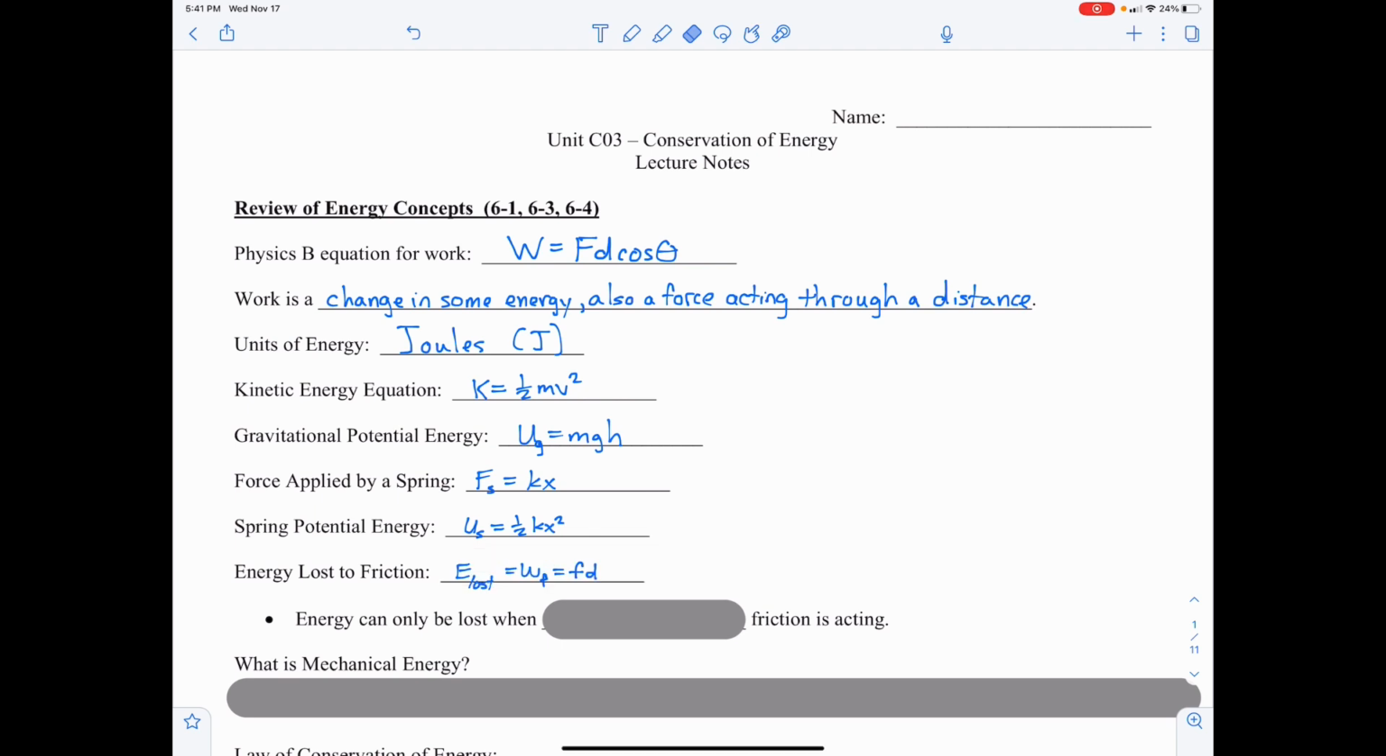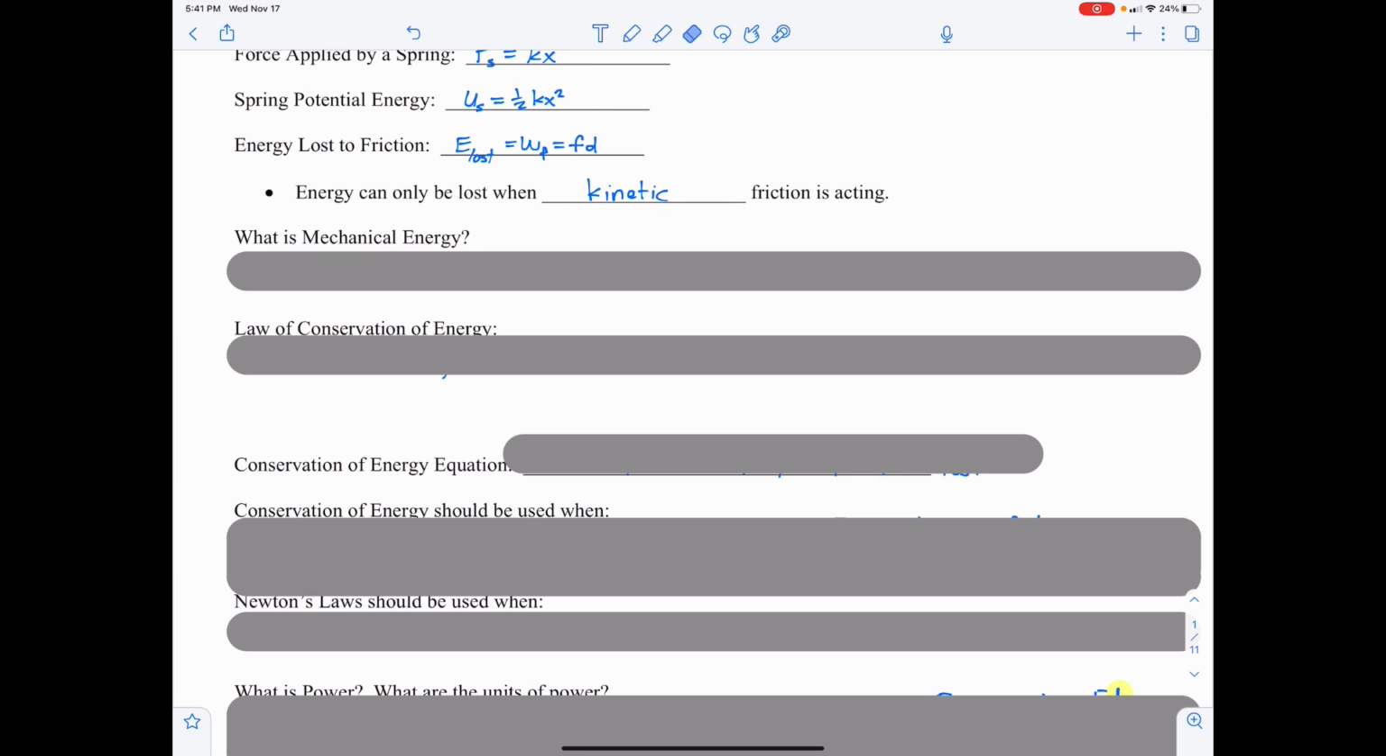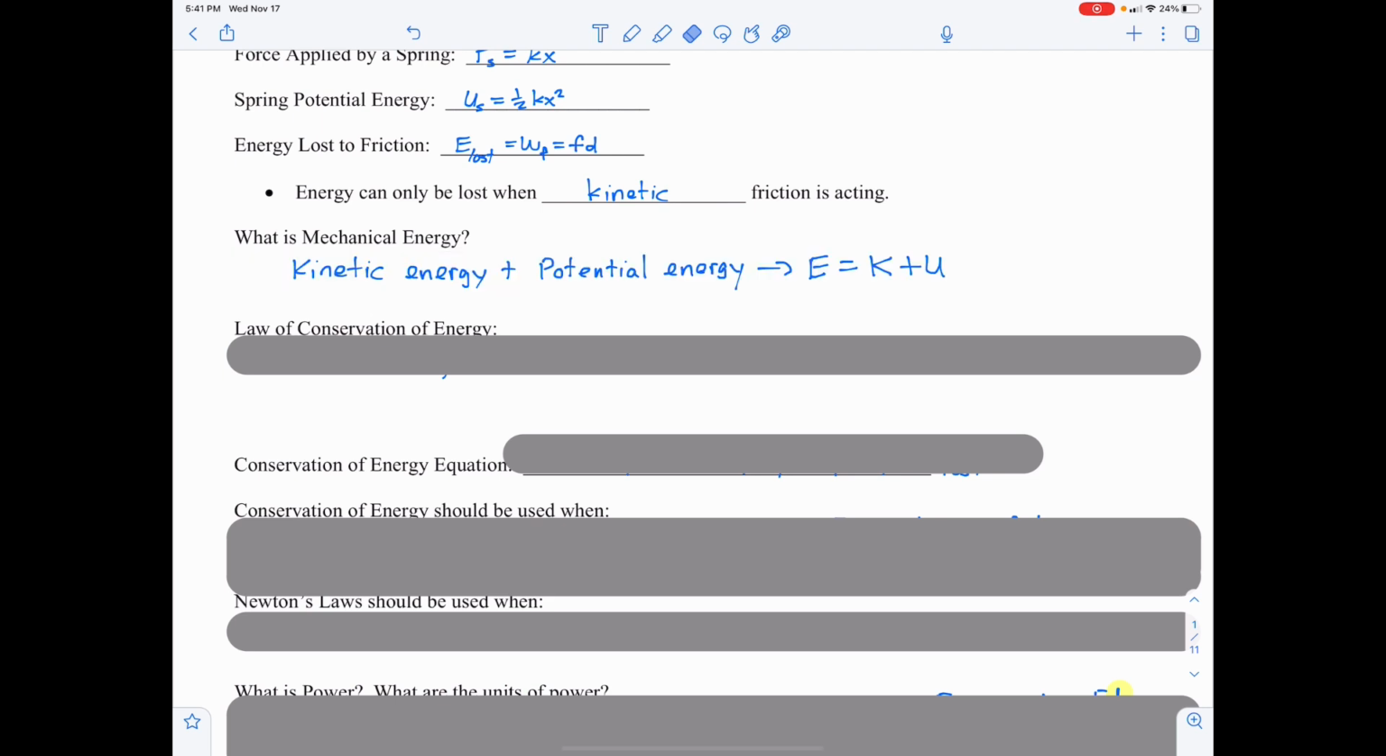And then the energy lost due to friction is the work done by friction, which is the force of friction times the distance. Energy can be lost when kinetic friction is acting. What is mechanical energy? Well, it's the sum of kinetic and potential at every point.